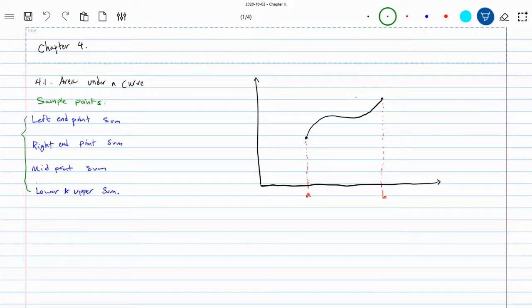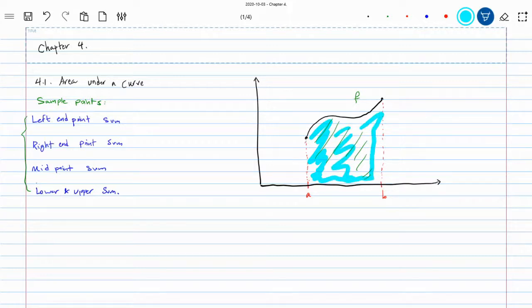So what is the idea? Let's say you're given a function f, and they ask you to calculate the area under a curve. That means the area between the curve and the x-axis. So let's assume the curve is above the x-axis. So we're looking for this shaded area. If this function f was a constant function, something like a straight line, and they ask you to calculate the area, then you'll get a rectangle. You should be able to calculate this area.